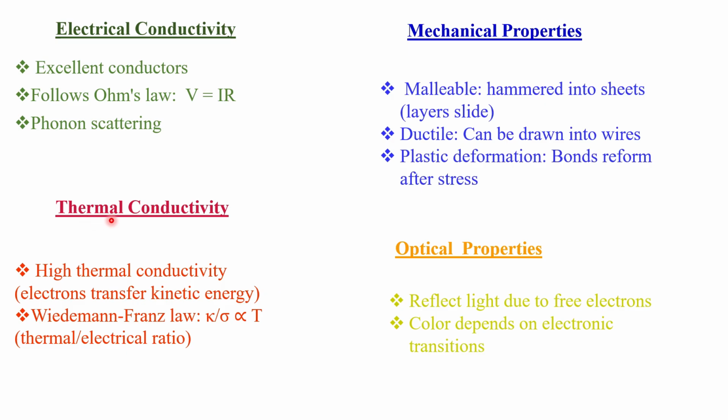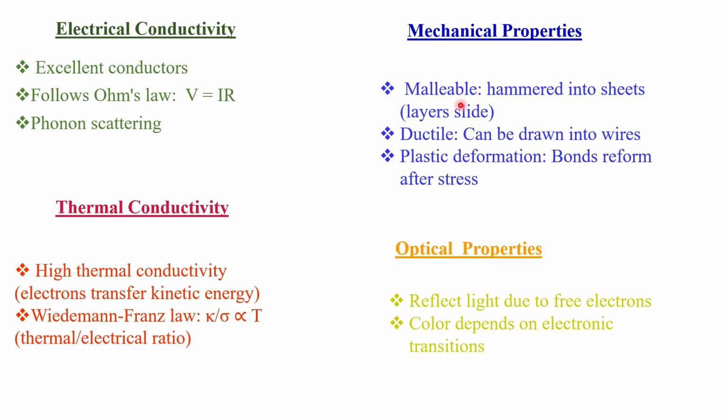The thermal conductivity in metals is also dominated by electrons rather than phonons. Electrons transport kinetic energy from hot regions to cold regions. This is why good electrical conductors are usually good thermal conductors as well. This relationship is captured by the Wiedemann-Franz law, which connects electrical conductivity, thermal conductivity, and temperature.